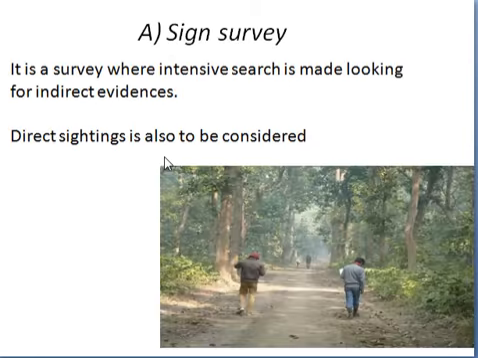Next slide. Now, first we have sign survey, which is the most important key factor. It is a survey where an intensive search is made looking for indirect evidence. That is very important for assessing wildlife monitoring, especially for tiger population or tiger census. Furthermore, direct sighting is also to be considered.